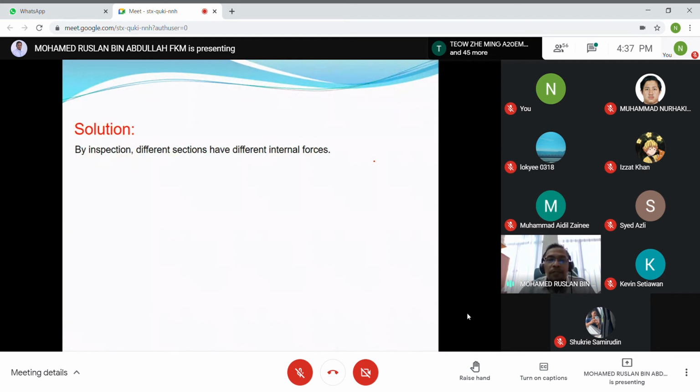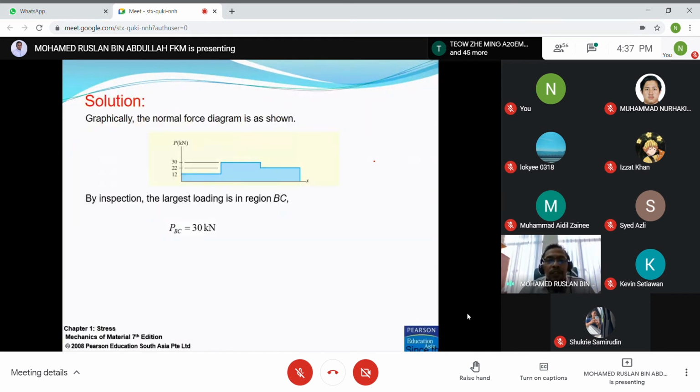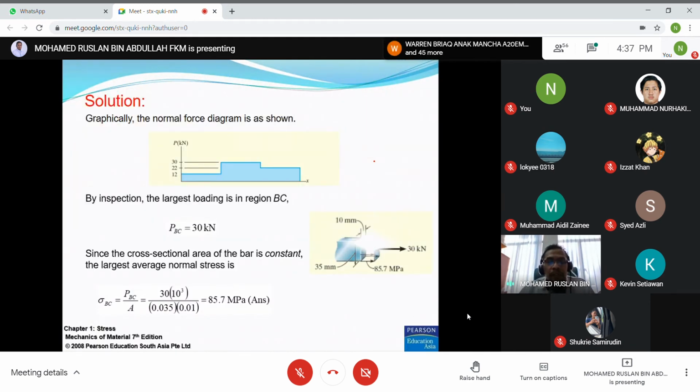So you can refer to this solution. We have the solution here. That is the answer. The maximum force is 30 kilonewton, and this is the area. Area is 35 multiplied by 10 to the minus 6. So the maximum average normal stress equal to 85.7 megapascal. That is the answer.